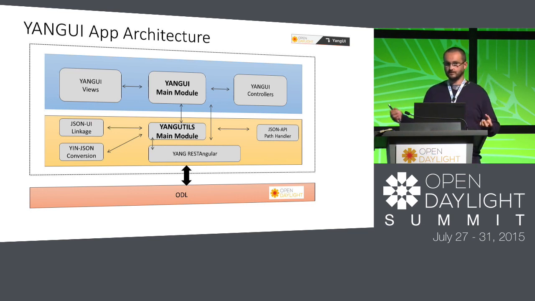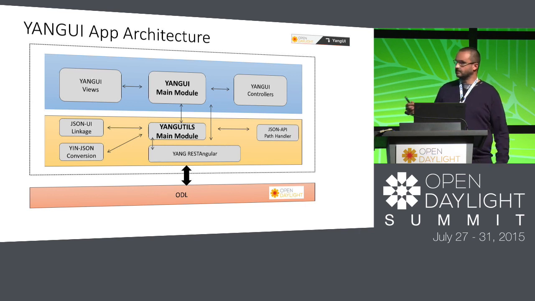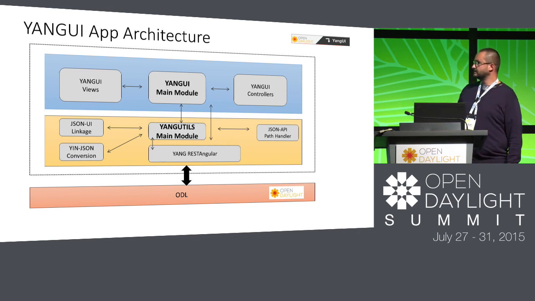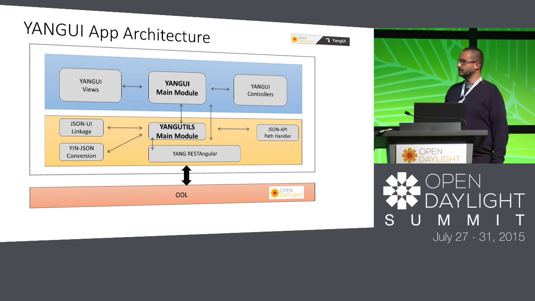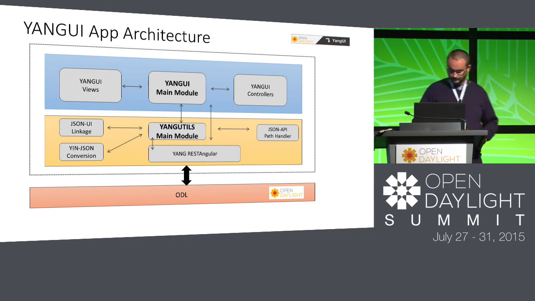Another component is JSON UI linkage. It's a simplification of a bunch of other components, and those JavaScript objects we created here from the YIN schema, we just apply some other things like descriptions from the Yang modules, validations and stuff, and with this set of objects we created, we send them to the YANGUI application itself, and YANGUI just renders these objects into HTML elements and displays them in some way. Okay.